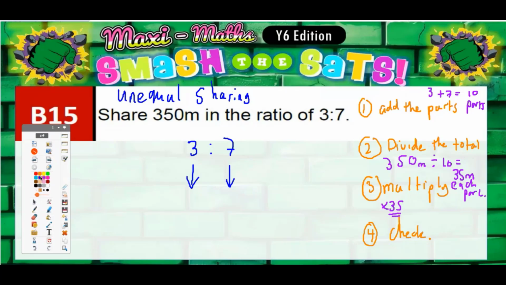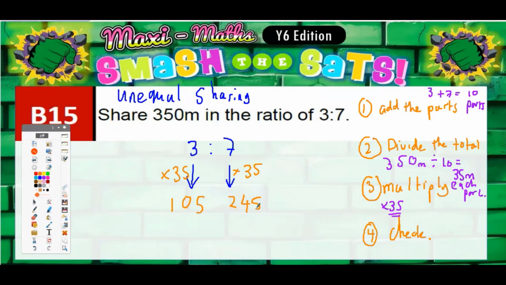So this first number of the ratio is 3 parts, and each part's 35. So that's 3 lots of 35 and 7 lots of 35. So 3 lots of 35, well, 3 30s is 90, and 3 5s is 15. 90 and 15 is 105. And 7 30s is 210, and 7 5s is 35. 210 plus 35 is 245.